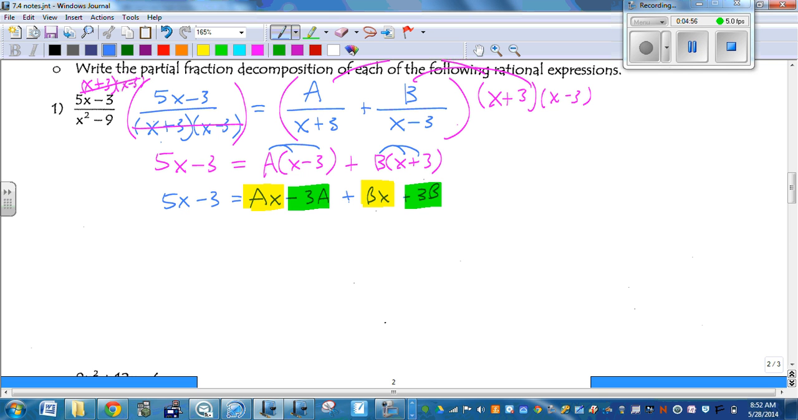So I'm going to rearrange these. Put our x's up front, so we have ax plus bx, and then our constants at the end. Well, what happens here is that these x terms on the right side have to add up to give us the x term on the left side. And the constants on the right side have to add up to give us the constant on the left side.